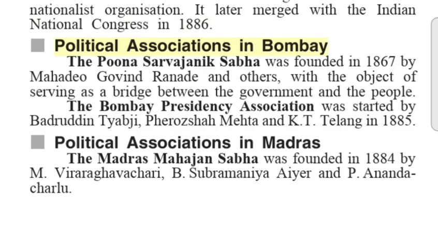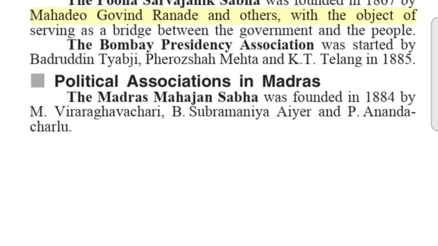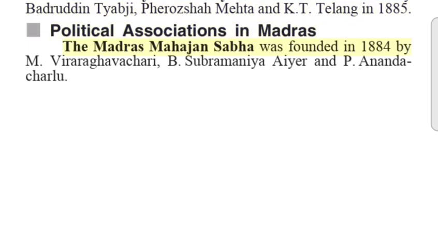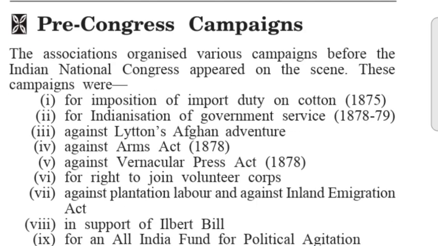Political associations in Bombay. The Pune Sarvajanik Sabha was founded in 1867 by Mahadeo Govind Ranade and others, with the object of serving as a bridge between the government and the people. The Bombay Presidency Association was started by Badruddin Tayyabji, Feroz Shah Mehta and K.T. Telang in 1885. Political associations in Madras. The Madras Mahajan Sabha was founded in 1884 by M. Viraraghavachari, B. Subramania Iyer and P. Anandacharlu.